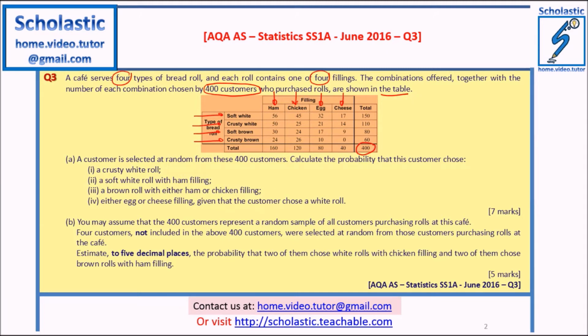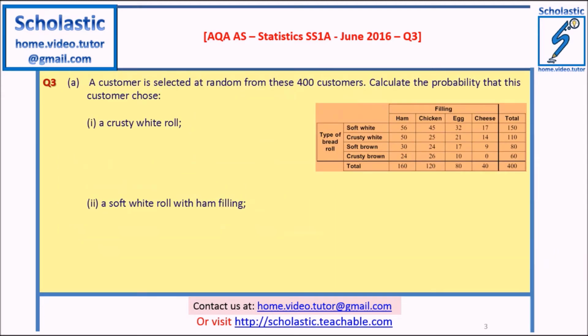There are 4 parts in part A, and there's a part B in this question. Part A carries 7 marks, part B carries 5 marks. Let's see what the questions are. Part A: a customer is selected at random from these 400 customers. Calculate the probability that this customer chose a crusty white roll.